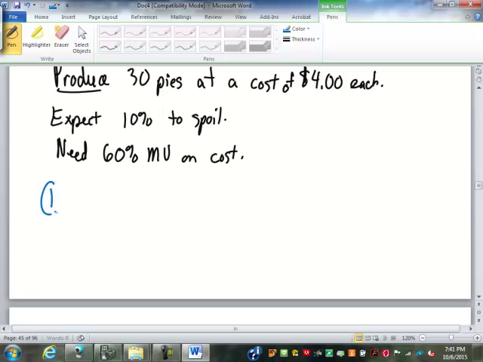So step one, again, we're going to look for what's the individual selling price. What's step one? Find the total cost. So here we have 30 pies times $4 each gives us a total cost of $120.